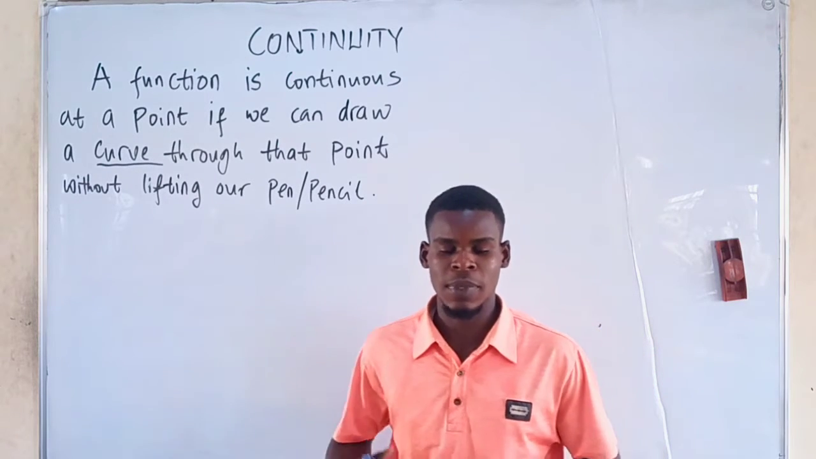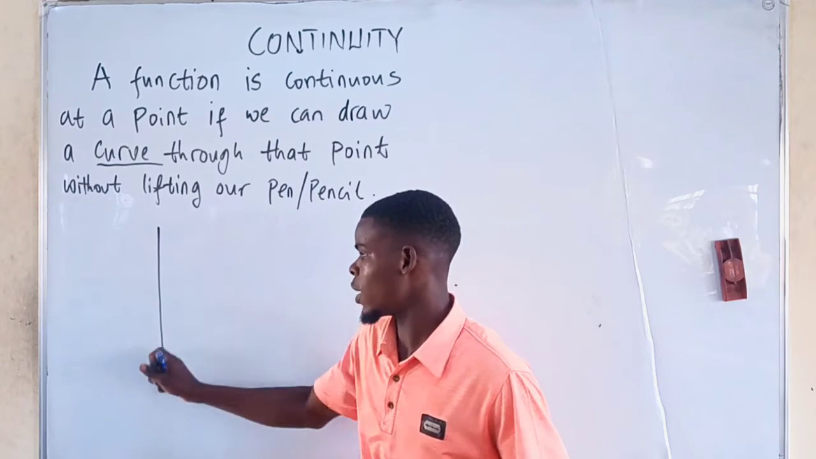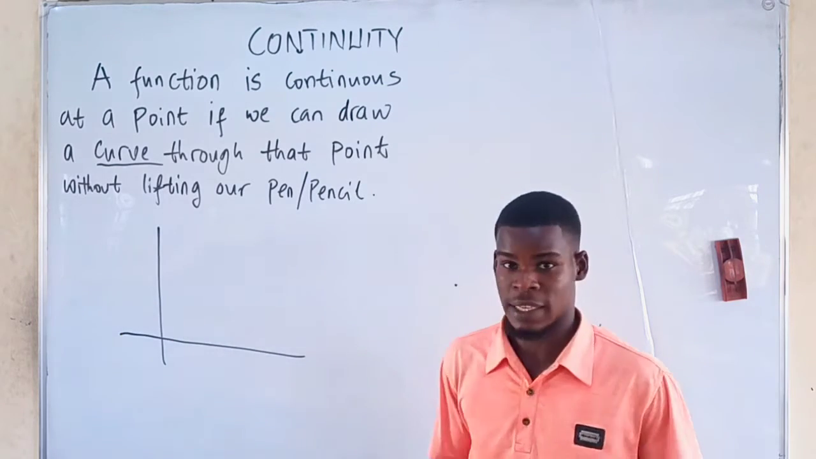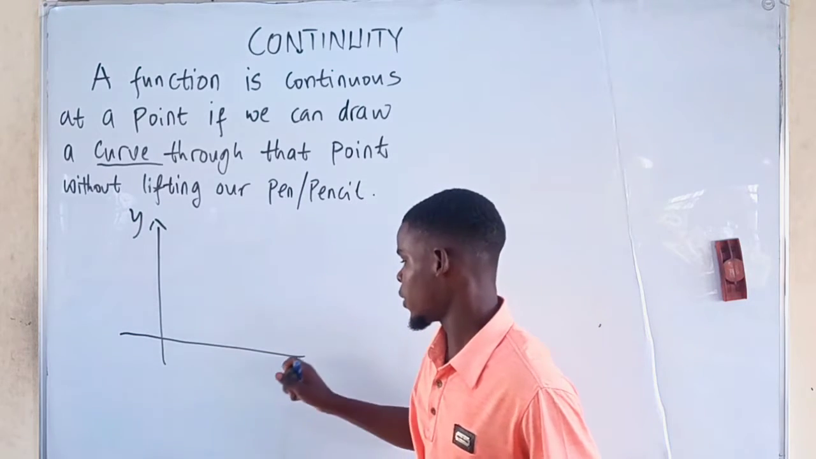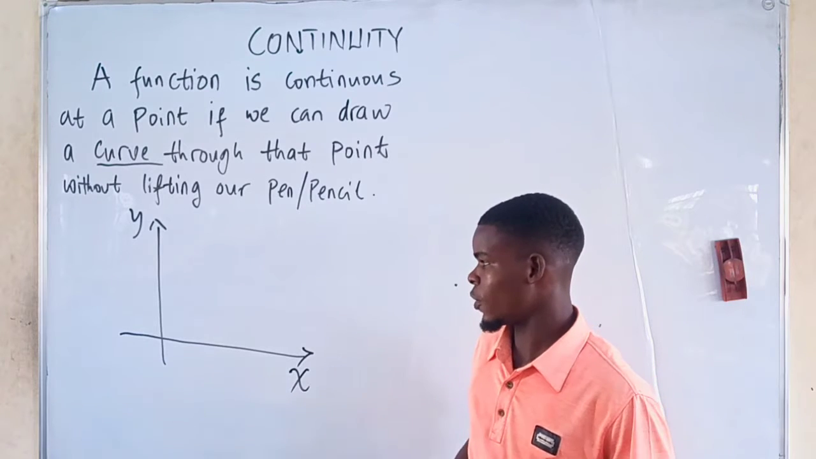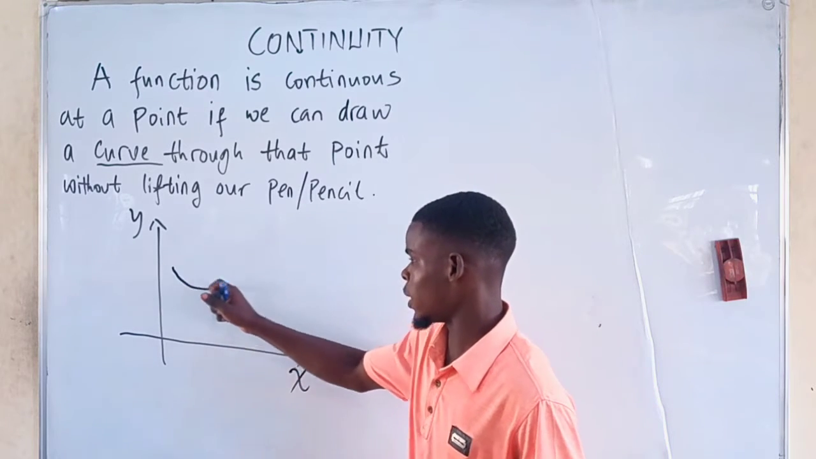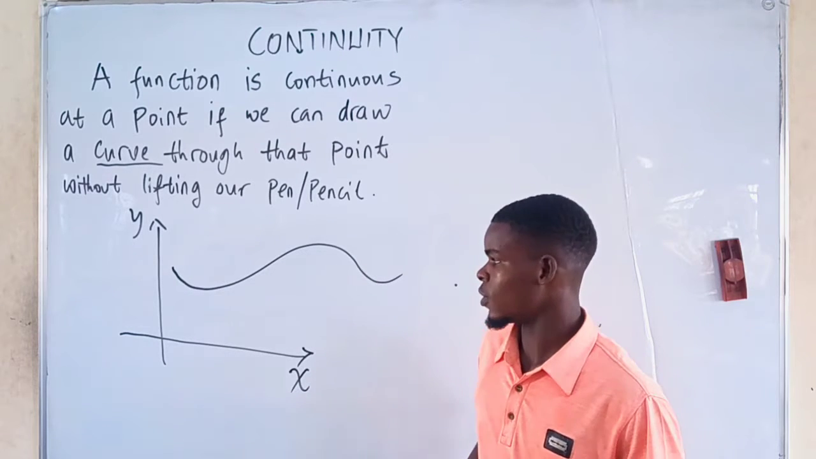Sometimes we have to plot graphs of functions. To plot a graph, you need the vertical axis and the horizontal axis. Let's say the output is y and the input is x. When you want to plot this function on a graph, you will need a curve. The function will be like a curve, and it can be any random structure.